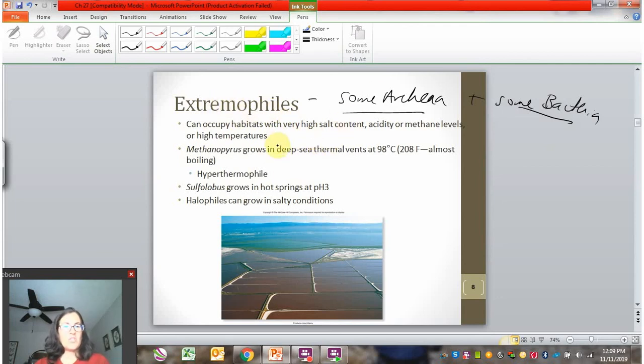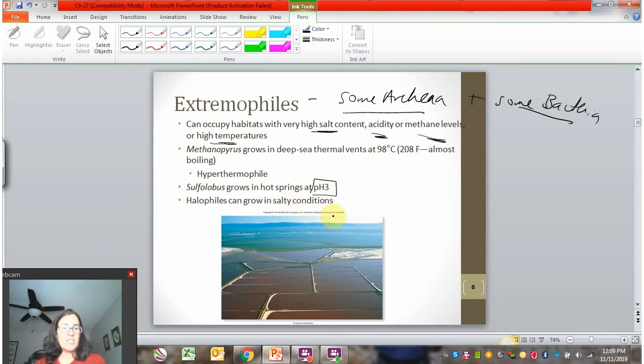So what are some examples of extreme environments that these organisms might live in? High salt, high acid, high methane levels, or high temperatures are all conditions that are too extreme for lots of other living things. So for example, methanopyrus can live in a deep sea thermal vent that's almost boiling. So this is really a condition that is not tolerable for most living things. Another type of organism, sulfolobus, can grow at pH 3. So this is like hydrochloric acid. This would burn your skin, but they're able to survive just fine in it.